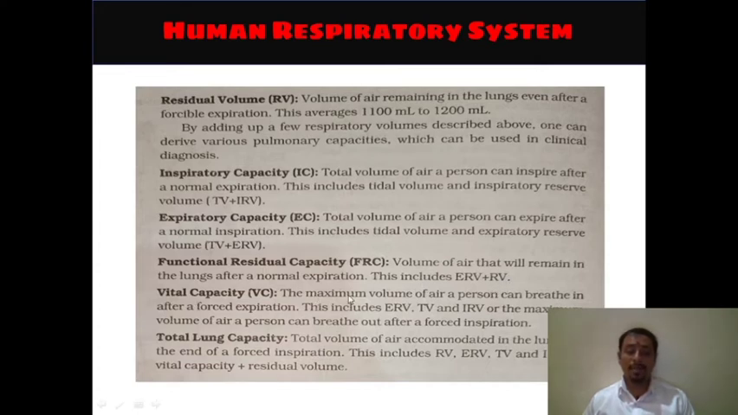Vital capacity: the maximum volume of air a person can breathe in after a forced expiration is known as vital capacity. This includes ERV, TV and IRV, or the maximum volume of air a person can breathe out after a forced inspiration. Total lung capacity: the total volume of air accommodated in the lungs at the end of a forced inspiration. This includes RV, ERV, TV and IRV, or vital capacity plus residual volume. You can take a screenshot of this video for these definitions. You should write down these definitions to remember them.